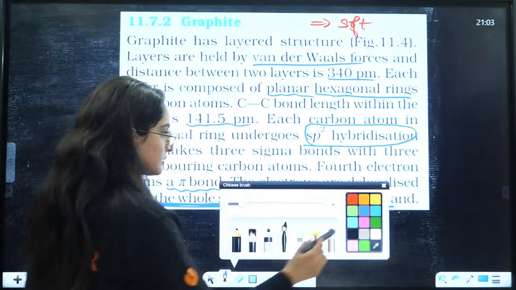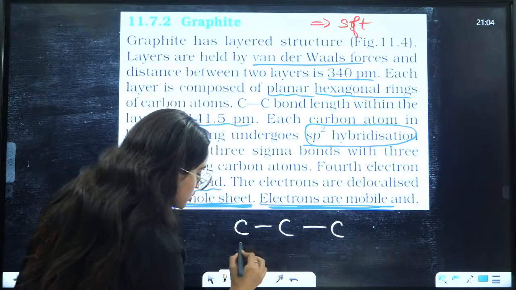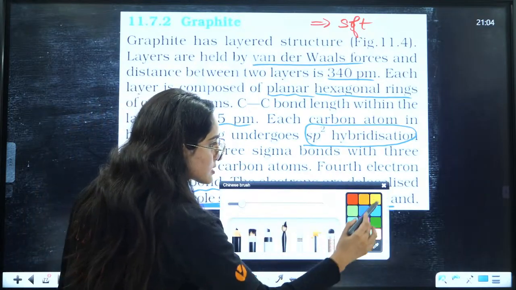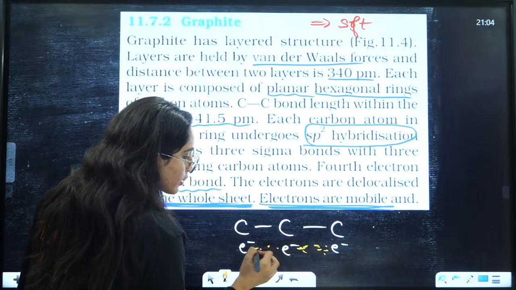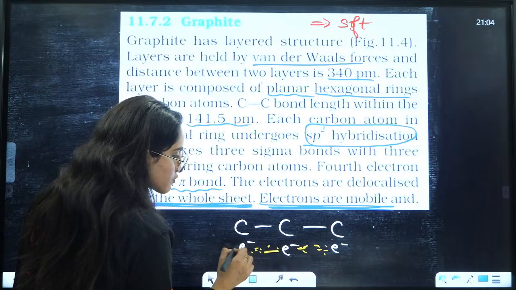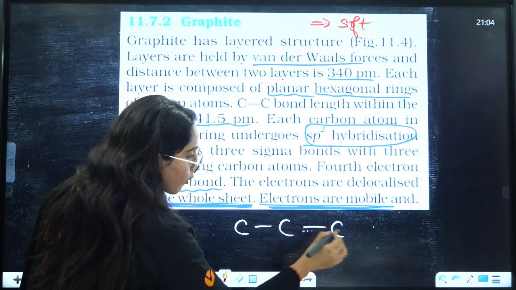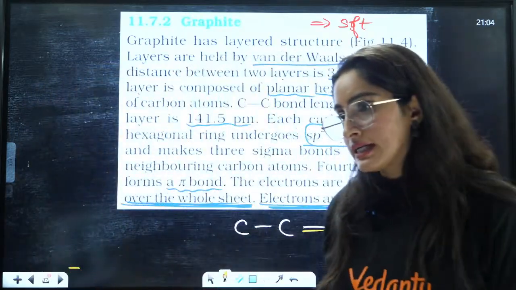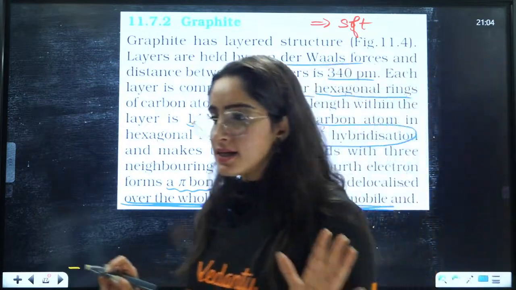It's like this. This also has one electron, this also has one electron, this also has one electron. Sometimes this electron will overlap with this one, sometimes it will overlap with this one. Sometimes it will form a pi bond here, sometimes it will form a pi bond here. That means the electrons are in the delocalized state.